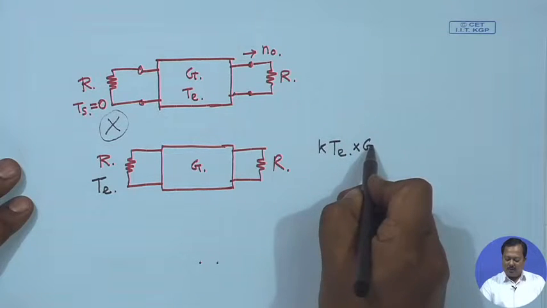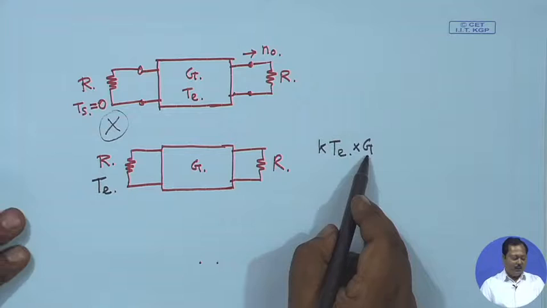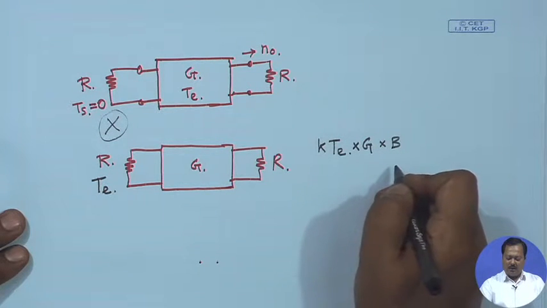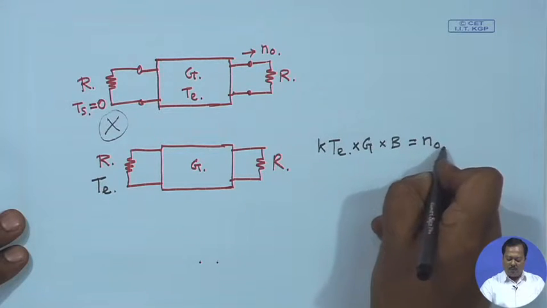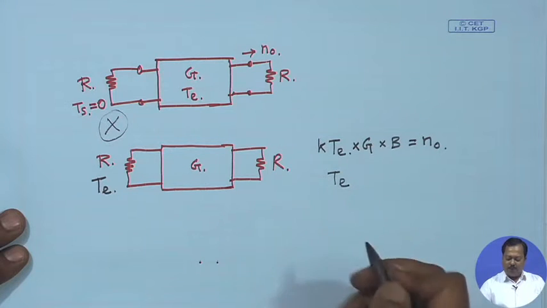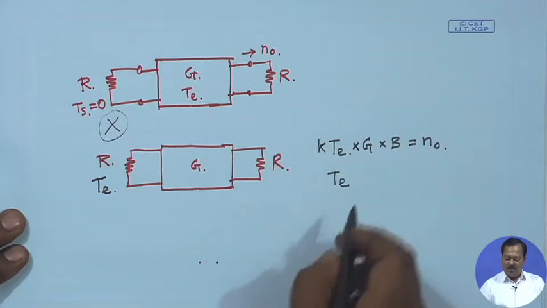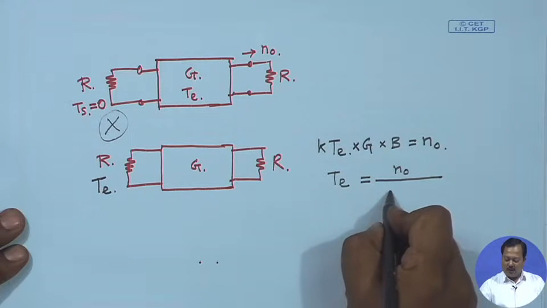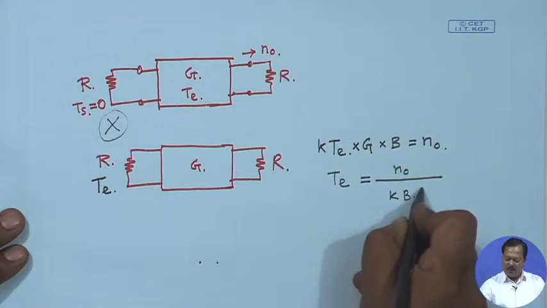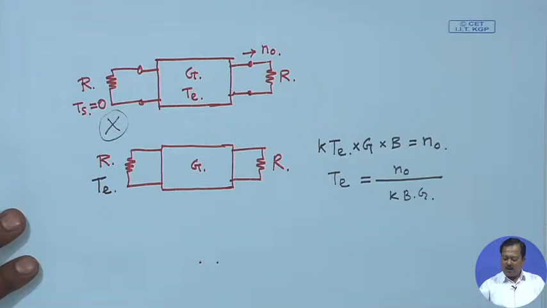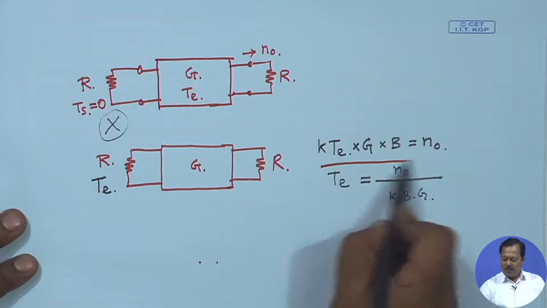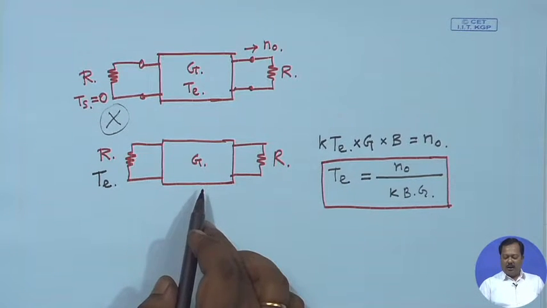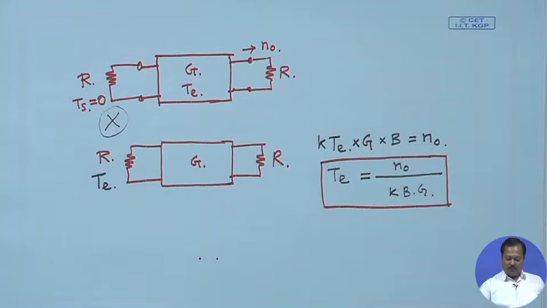It is passing through the amplifier, so it will be multiplied by G, and then if we consider a bandwidth of B, we have to further multiply it by B, and that is equal to the output noise N naught. So, effective noise temperature of this amplifier T E, we can write down, is equal to noise power at the output divided by K B into G, and if I consider per unit hertz, we have to just put B equal to 1. So, this represents the effective noise temperature of this amplifier. Similarly, we can do it for any lossy device also in general.